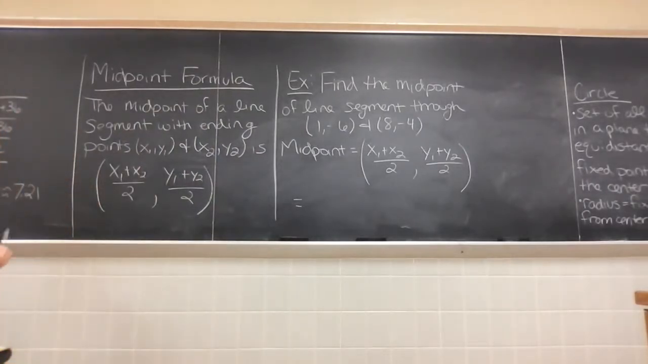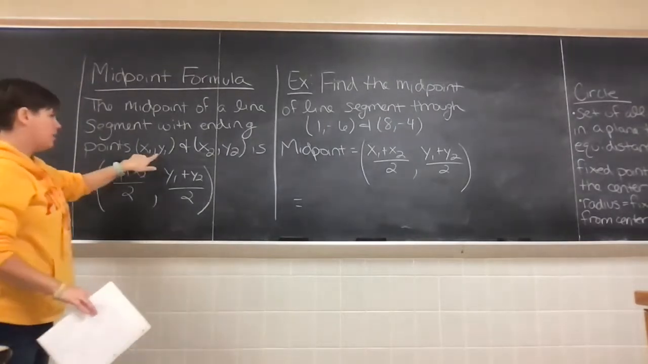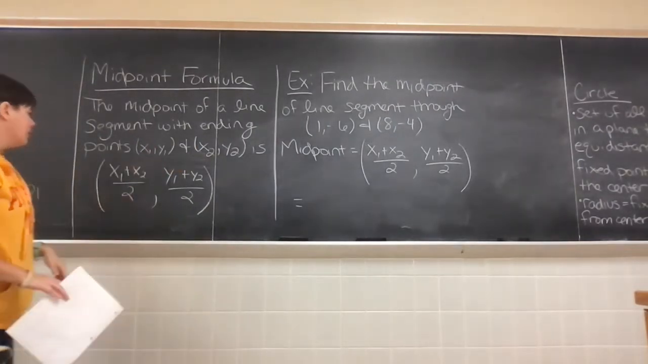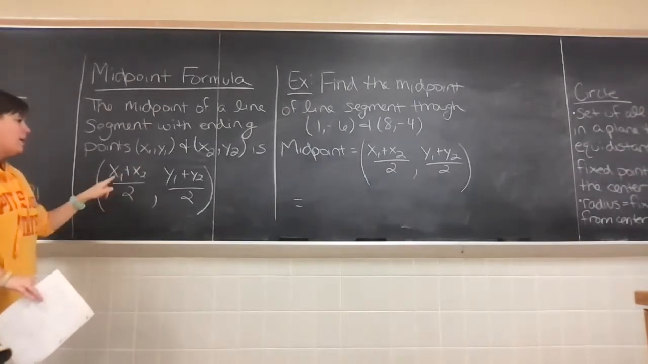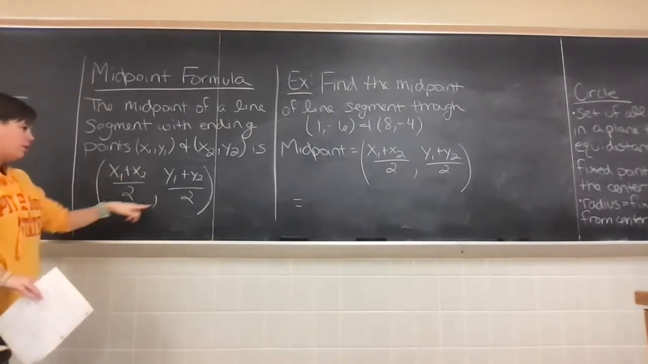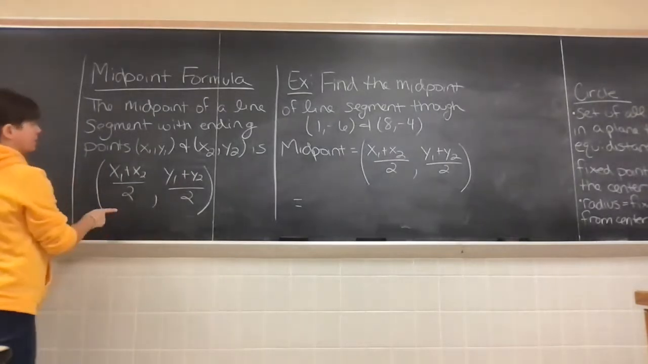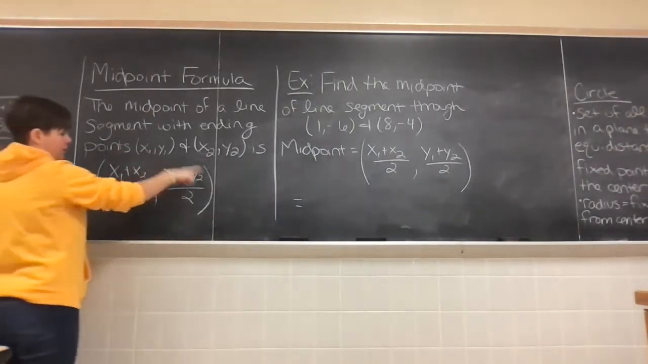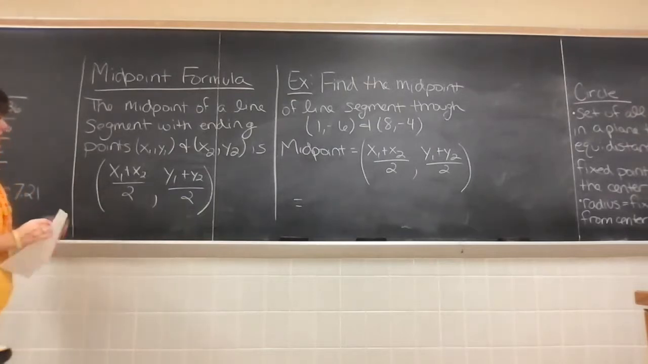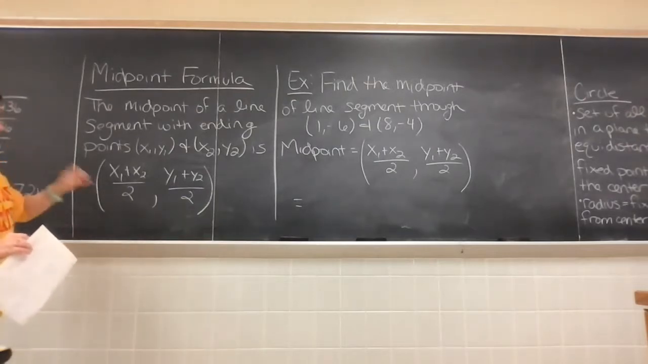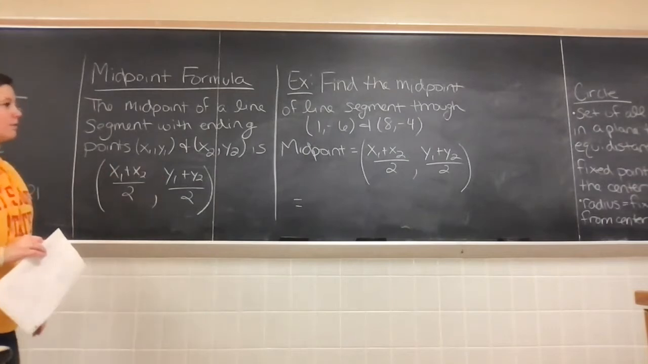Okay, so midpoint formula. The midpoint of a line segment with ending points x1, y1, and x2, y2 is x1 plus x2 over 2 and y1 plus y2 over 2. So notice this is a midpoint, so it's given in an x, y point. Basically, you're just finding the middle of the distance between your x's and the distance between your y's.